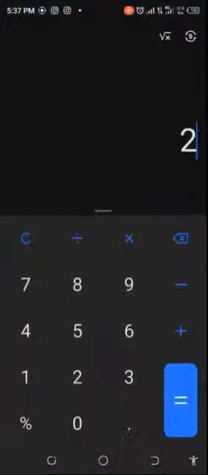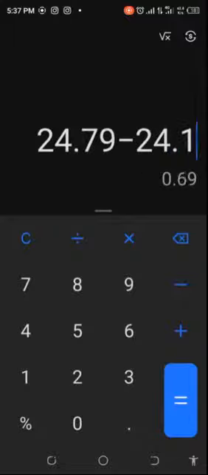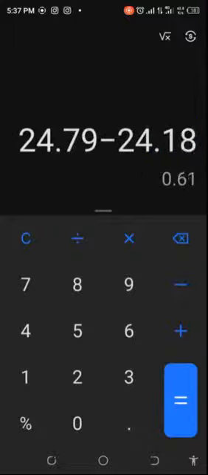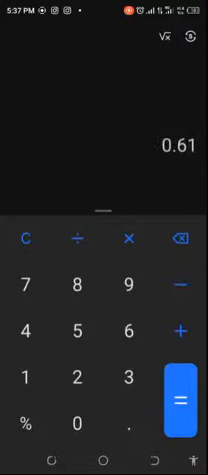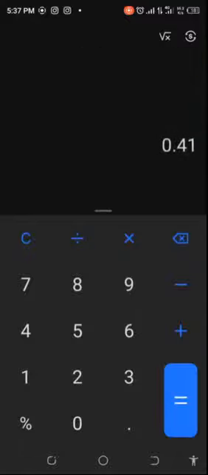So let me do 24.79, sorry, did I say 79? Yes, minus, okay, 24 plus 18. Okay, we'll make 61 cents. But don't forget, the withdrawal fee is 20 cents. So we must take out the withdrawal fee first, okay? Then we must also take out transaction fees.